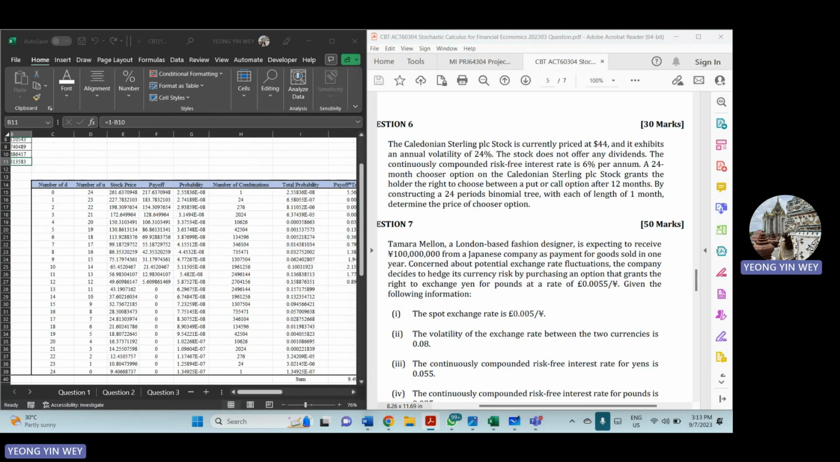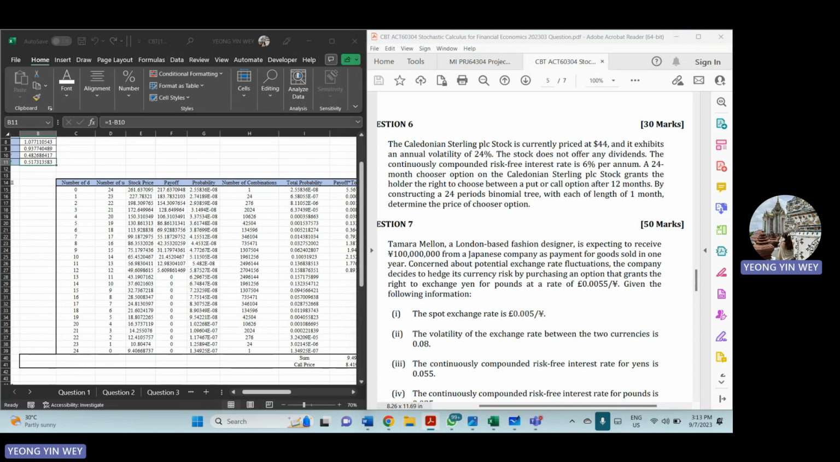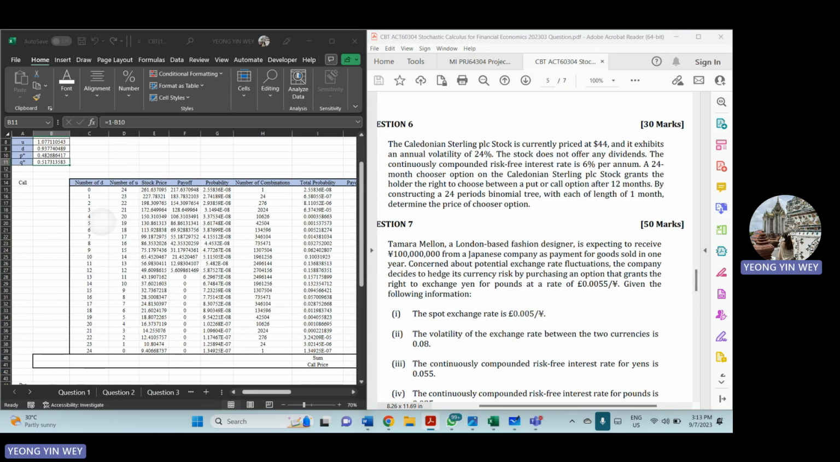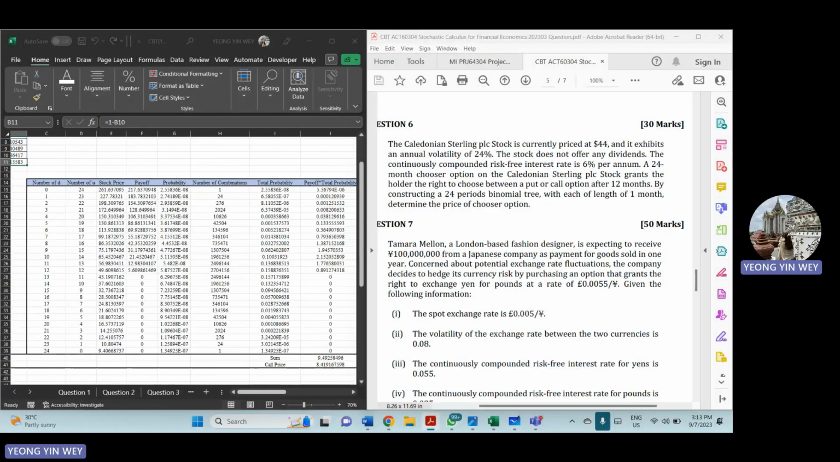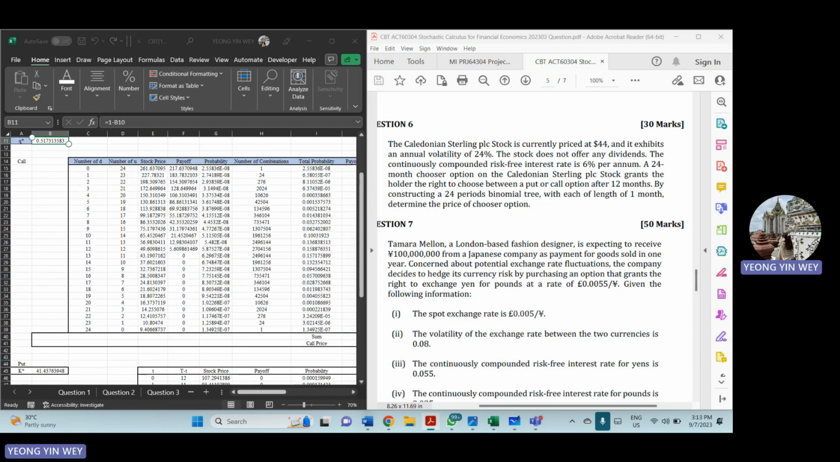Back to our question. For this table, we are doing a binomial tree, but instead of drawing the tree out as we normally do, we will do it using Excel in a table. So let me explain how to change the data into a table.